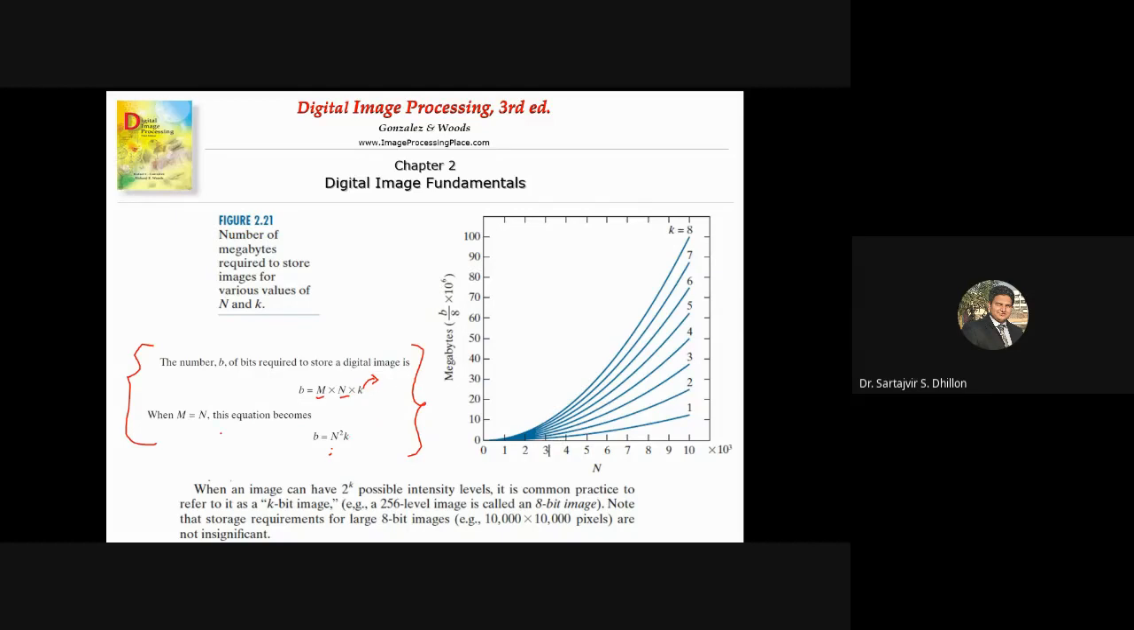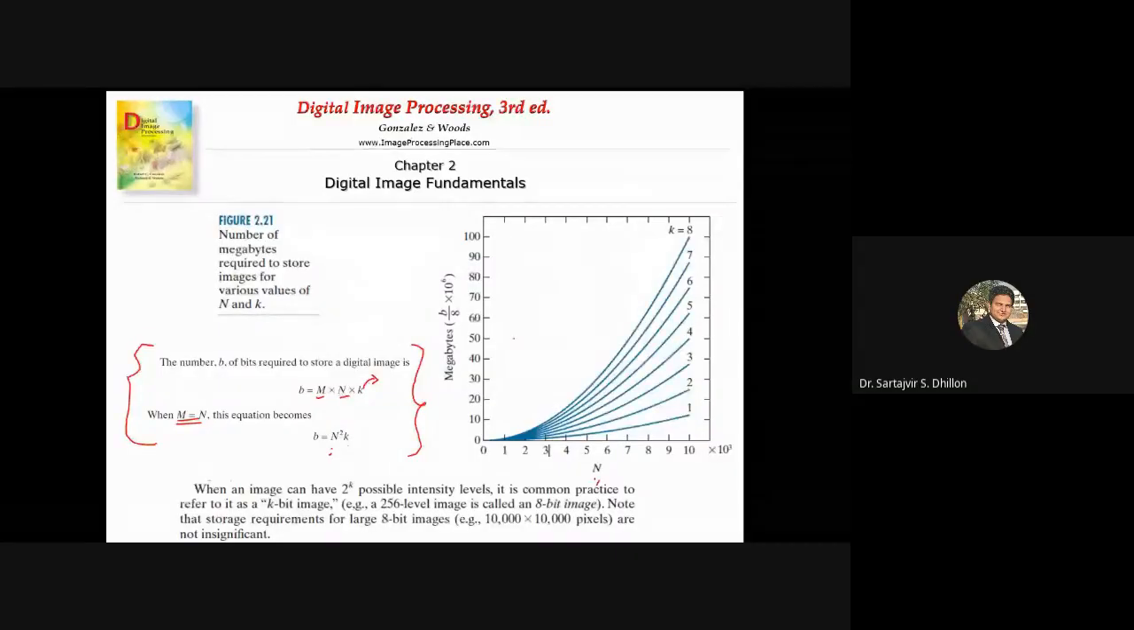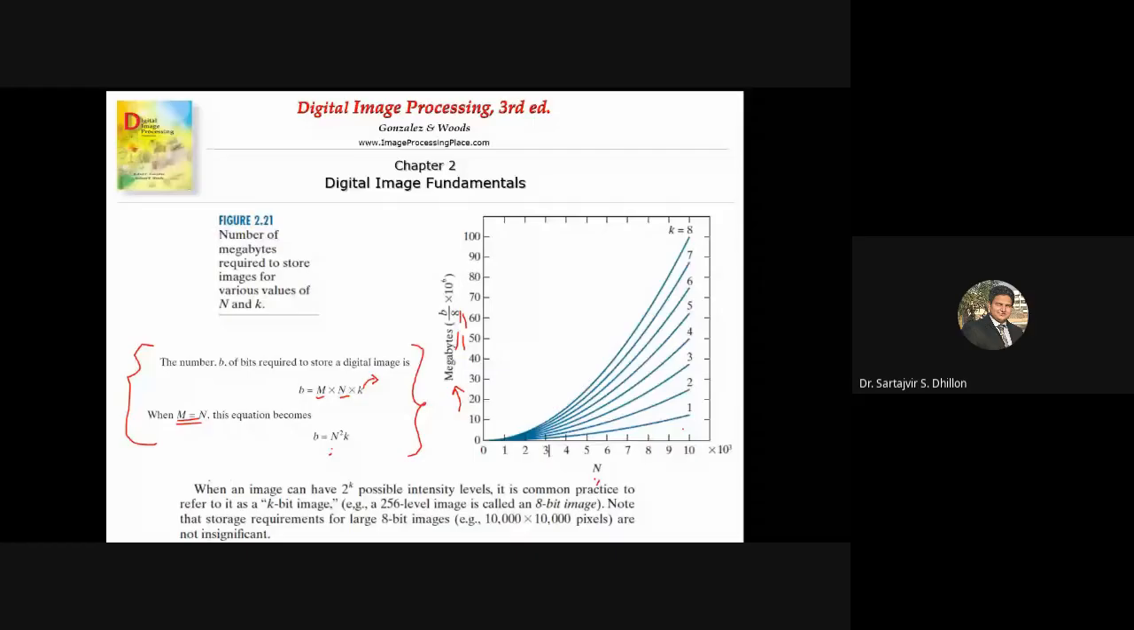Normally both rows and columns are equal, and your end result will look like N square k. This is a graph in which N represents the rows, that is the number of pixels, and this is the storage capacity required. If you are calculating in the form of bits, then you do not need to divide it. And this 1 to 8 represents the gray level.